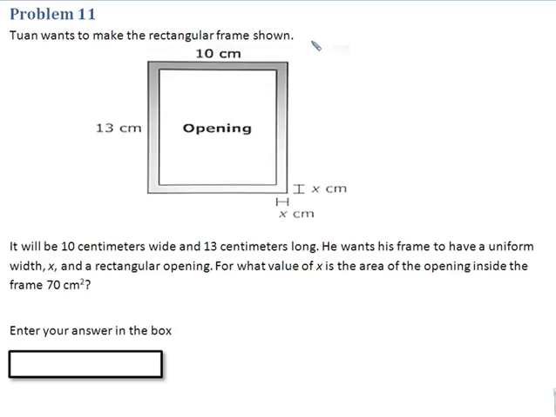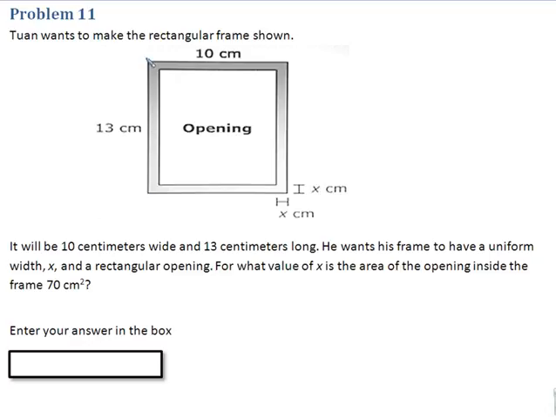Okay, here's a fun one. Problem 11 says Tuan wants to make the rectangular frame shown, and we're given a diagram of that here. It'll be 10 centimeters wide and 13 centimeters long. He wants his frame to have a uniform width x and a rectangular opening. We want to figure out for what value of x the area of the opening inside the frame is 70 centimeters.